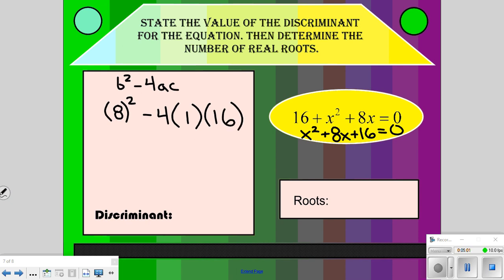8 times 8 is 64. Negative 4 times 1 is negative 4. Negative 4 times 16 is negative 64. Negative 64 plus 64 is 0. If I have a discriminant of 0, that means I have one root. That means I have one solution.